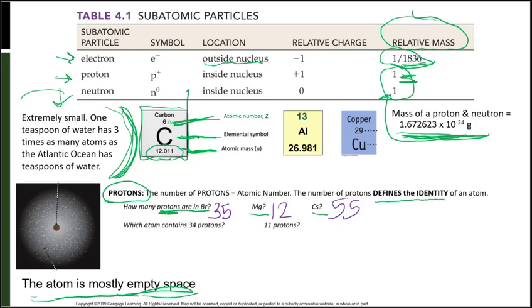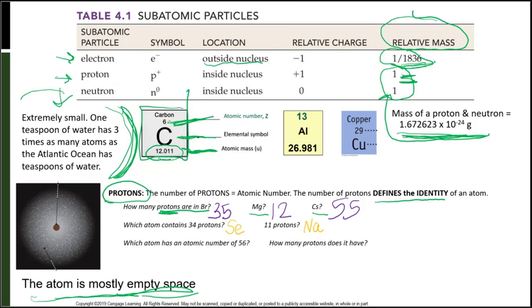Can you look at your periodic table and tell me which atom contains 34 protons and which one has 11 protons? Pause the video here real quick so it gives you a minute to look. Did you get Se, selenium, and Na, sodium, for 34 protons and 11 protons?